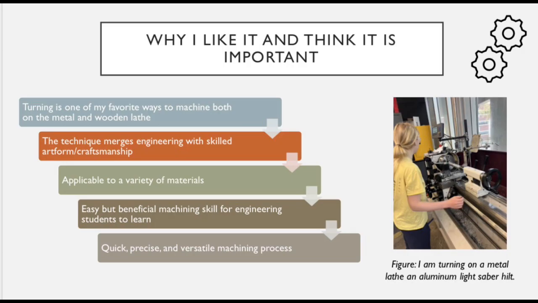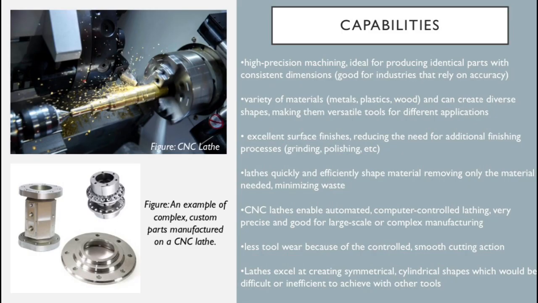It's applicable to a variety of different materials. It's easy but a beneficial machining skill for engineering students to learn. Lastly, it's quick, precise, and a versatile machining process. Capabilities include high precision machining with a variety of different materials, excellent surface finishes, quickly and efficiently shaping material. In addition, CNC lathes enable automated computer-controlled lathing that is very precise and good for large-scale and complex manufacturing.